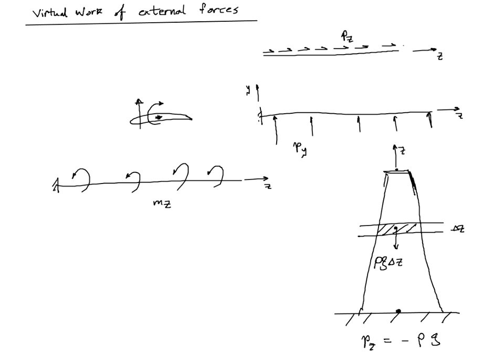Now it's time to write down the equation for the virtual work of external forces. So W external is going to be, it's very easy in the case of the forces, because essentially the virtual work is nothing other than force times displacement. So the force is Pz dz, and we multiply that by the displacement in the direction of the force, which is delta w. And the same will go for Py and Px.